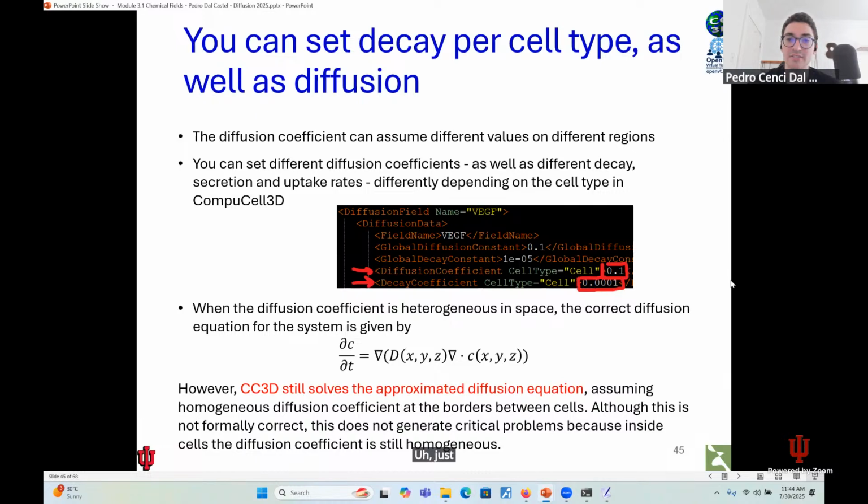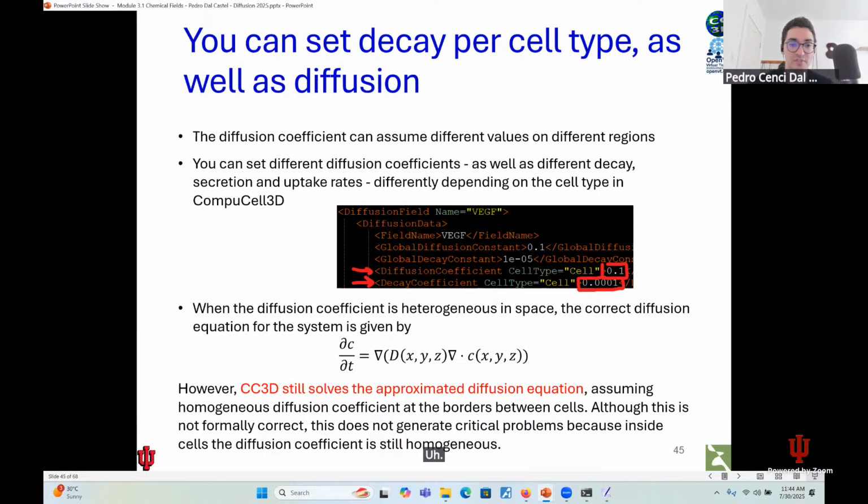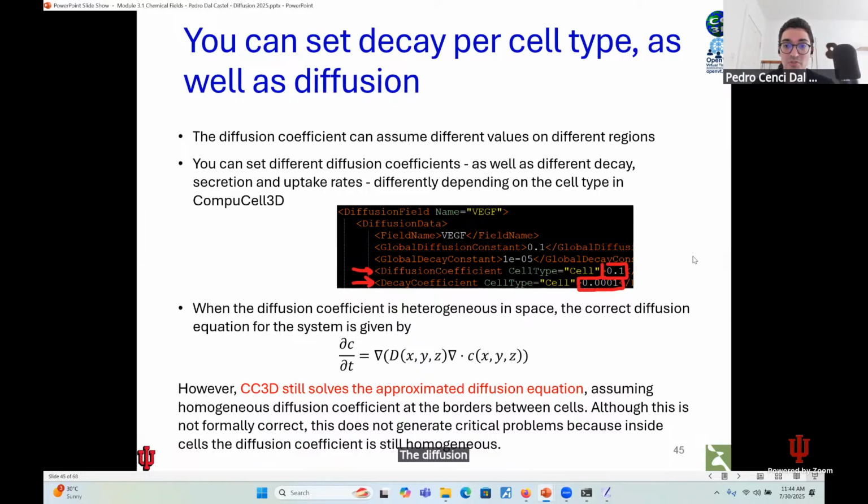Just a quick reminder, you can set diffusion coefficient and decay coefficient per cell type. And again, CompuCell3D, although you can set heterogeneous diffusion coefficient in space, still solves the diffusion equation by using the simple diffusion equation, which is technically incorrect, but it doesn't introduce great big artifacts because inside cells and inside mediums, the diffusion is homogeneous.